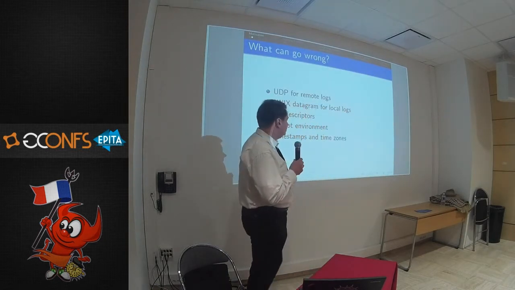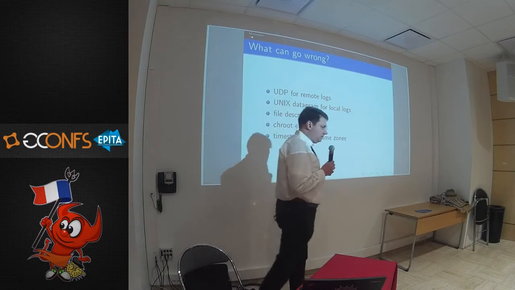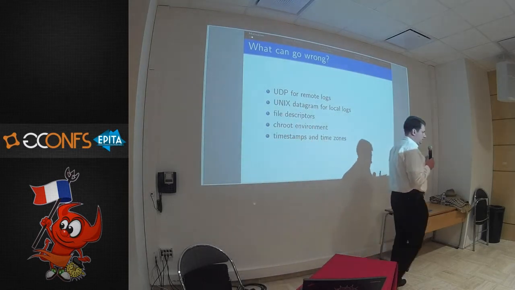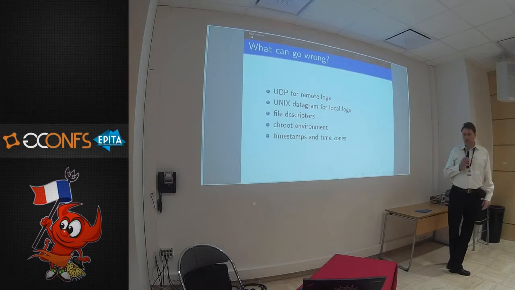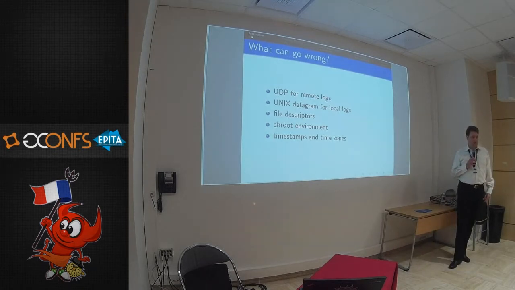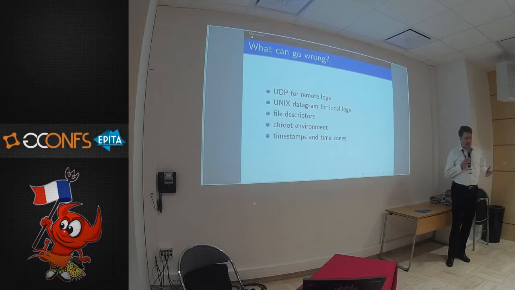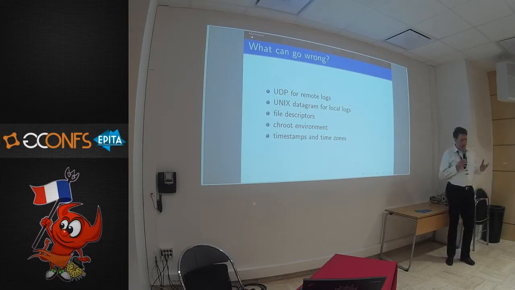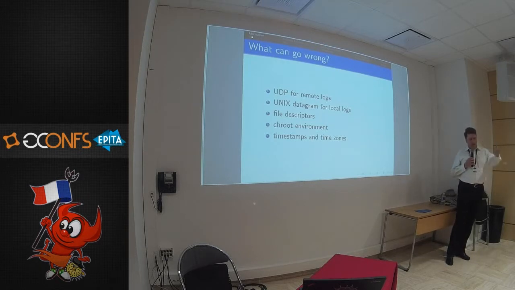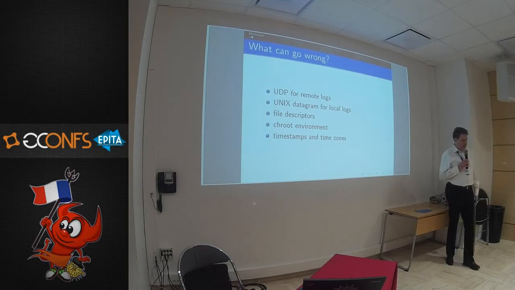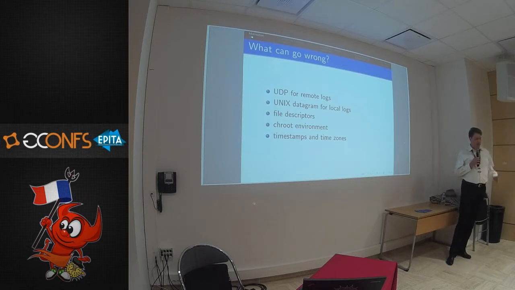So what can go wrong? First of all, if syslog does remote logging, it does it with UDP forever, and UDP is not known for being reliable. It's basically unreliable. You can just lose it. If you lose the UDP packet, you don't see the log message. Then we have Unix datagram sockets for local delivery. There you need file descriptors. Then you need access to the file. You can be running chrooted. Then you don't see it anymore. So it's /dev/log. That's the classical thing. And there are things that can go wrong.